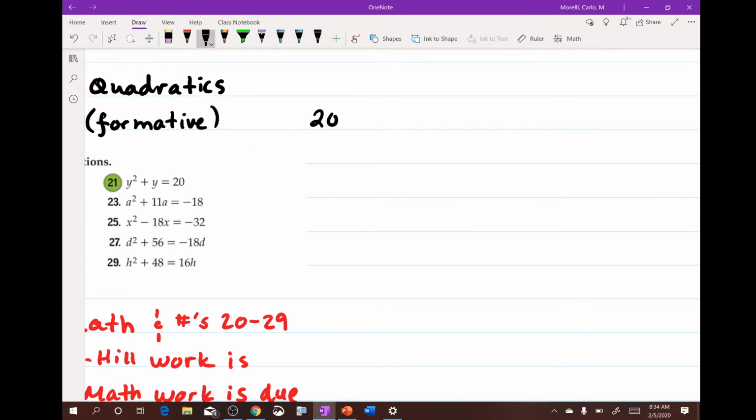Number 20. Solve x squared minus 7x plus 12 equals 0.